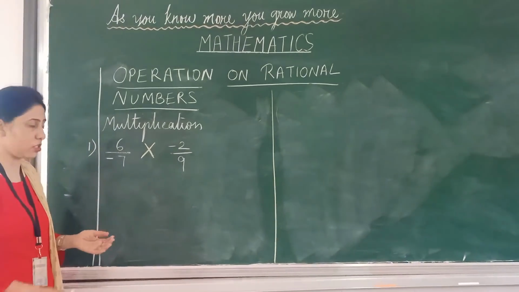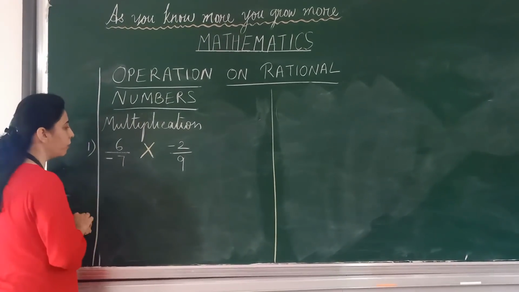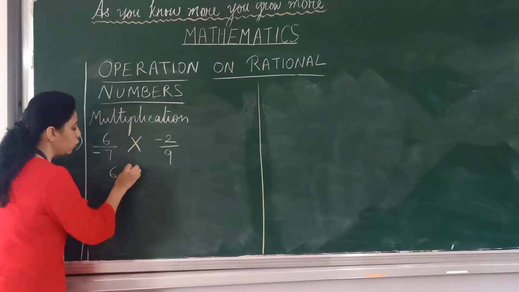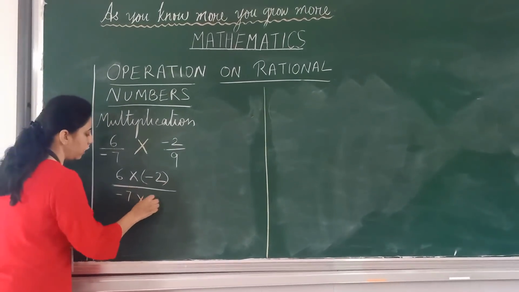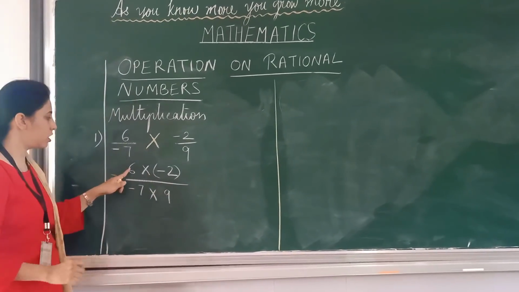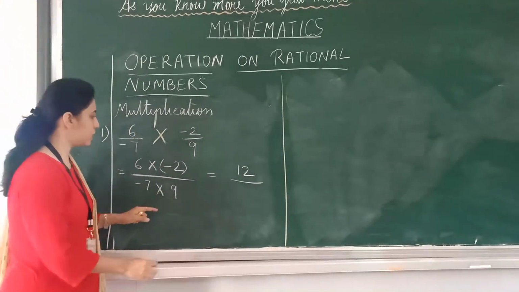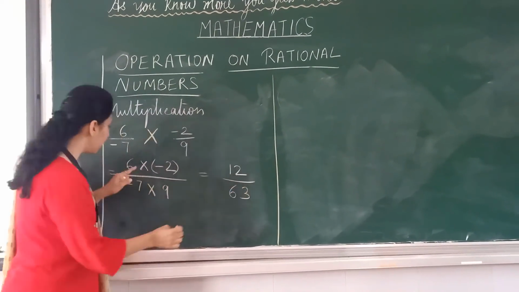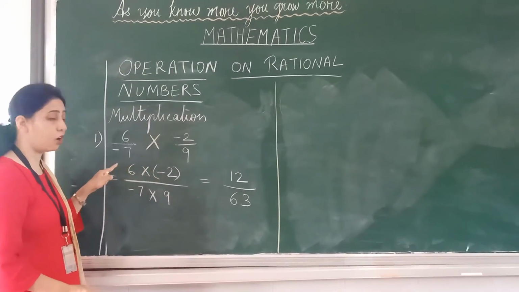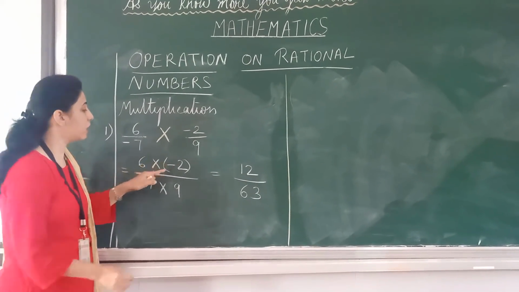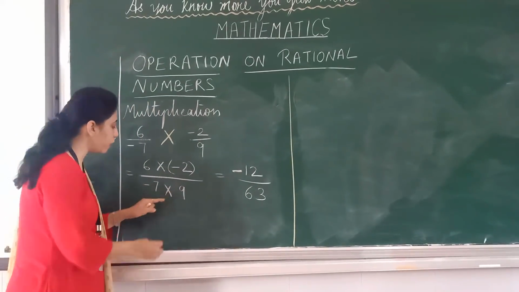This is like fractions. Now, I will multiply numerator with numerator: 6 into minus 2, and minus 7 into 9. Now 6 2s are 12, 7 9s are 63. Now 6 2s are 12, plus into minus. Always remember, plus minus gives you a negative sign. And negative and positive sign.